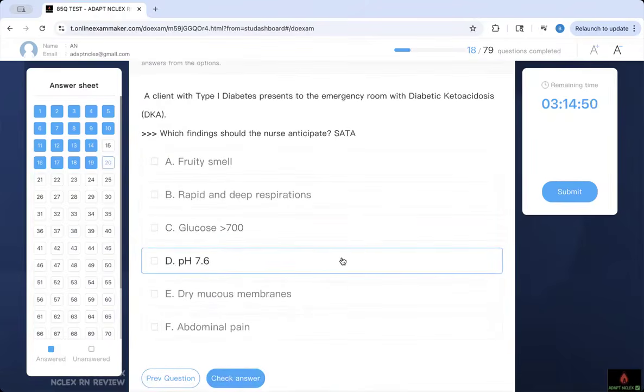A client with type 1 diabetes presents to the emergency room with what? DKA. Which finding should the nurse anticipate? Classic NCLEX question. How do you answer the question? Read it from the back. It's a select all that apply. Don't pick everything.